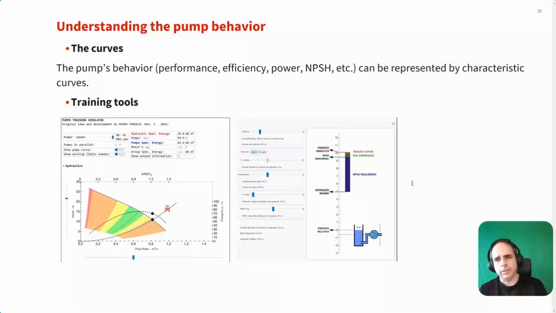Then there's the time domain point of view, that is, with respect to the incoming flow rates or the required flow rates, how it operates over a long time. And this is where we are going to focus a little bit more attention during this presentation.